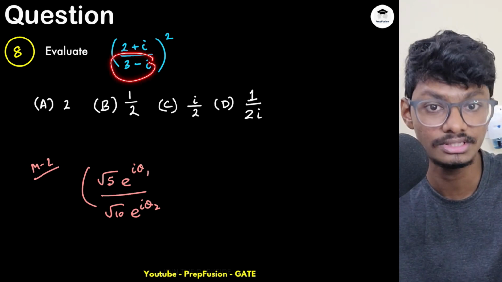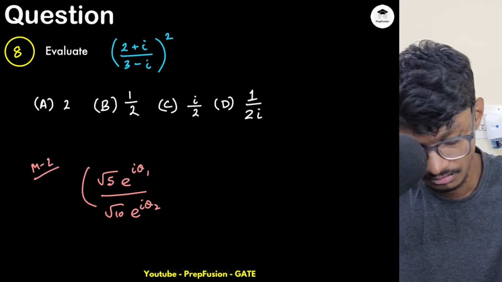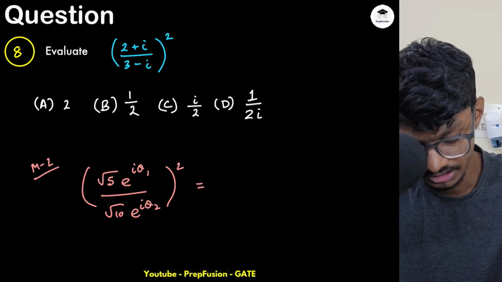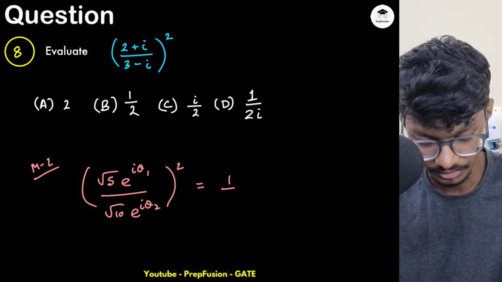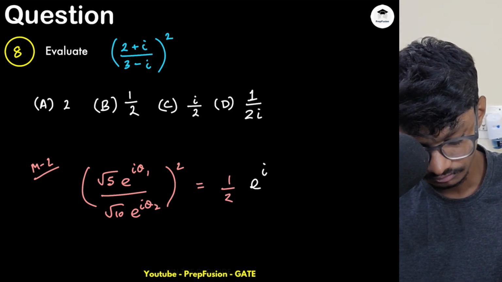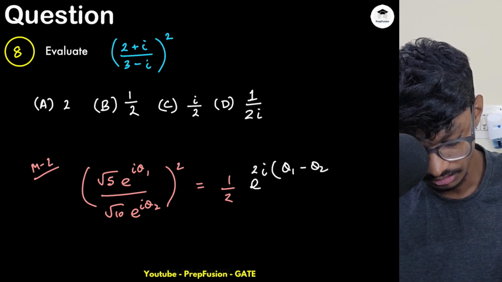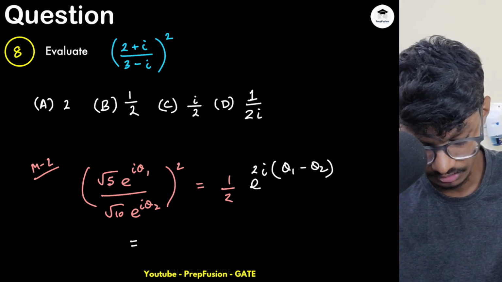You have to remember that. This is in which quadrant? This is in the fourth quadrant, so it will be minus theta. And this is in the first quadrant, so it will be plus theta, whole square. Basically it is 1 by under root 2 whole square. So this becomes 1 by 2, e raised to power i 2 times theta 1 minus theta 2. Now what is my theta 1 minus theta 2? It is very important.